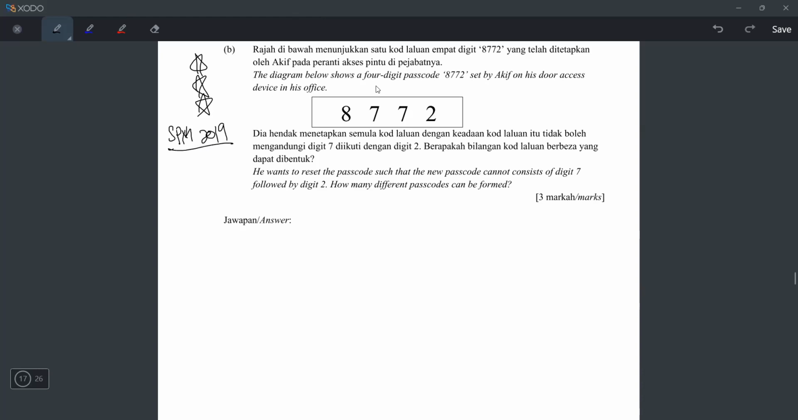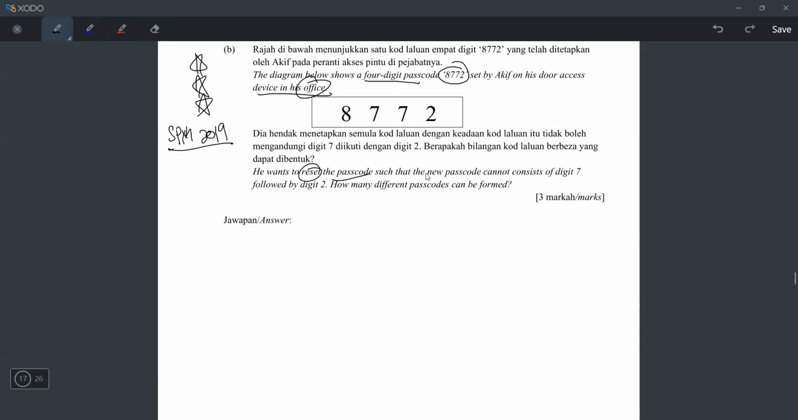Okay, let's read. The diagram below shows a 4-digit passcode 8772 set by Akif on his door access device in his office. So this is the 4-digit code to enter his office. So 8772, he has to click this, then only he can go in. But what if he presses 877, what if he presses 8277 or 8727? Then cannot, because the door password has to be exactly like this one, means the arrangement is important. Okay, he wants to reset the passcode.